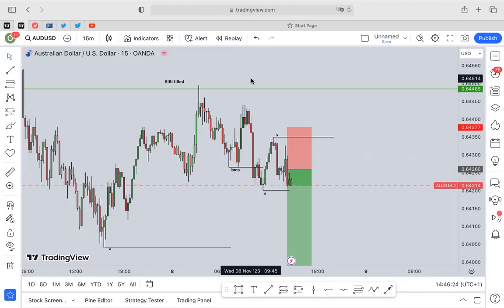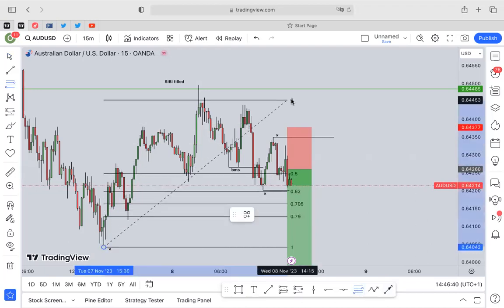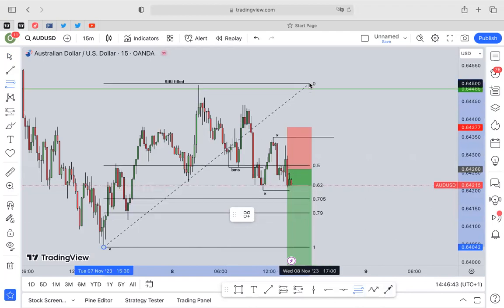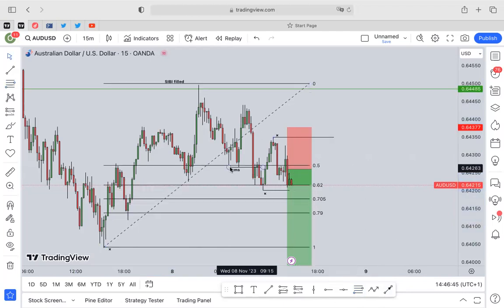Mind you, let me bring your attention to something else, right? I was talking about premium and discount the other day. From this low to this high, if you take your Fibonacci and draw it from this low to this high, I told you anything above 50% is premium and anything below 50% is discount. And now you want to sell at premium and buy at a discount price.